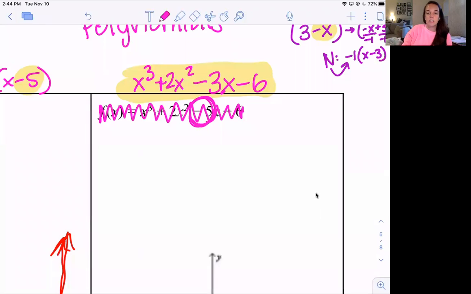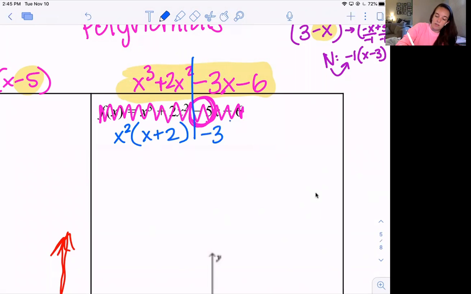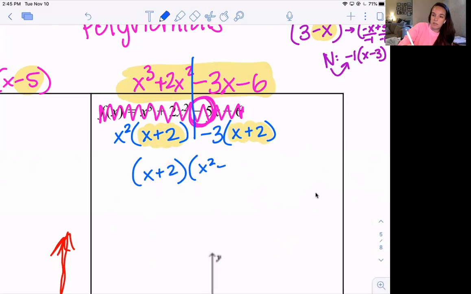You need a hint to get started. There are 4 terms. So you're going to cut them in half, take the GCF of each pair. From the first one, I can take out x squared. That leaves me with x plus 2. From the second one, I can factor out -3. That leaves me with x plus 2. Since these are in common, I can factor it out of the entire thing. So the x plus 2 and left over x squared minus 3.